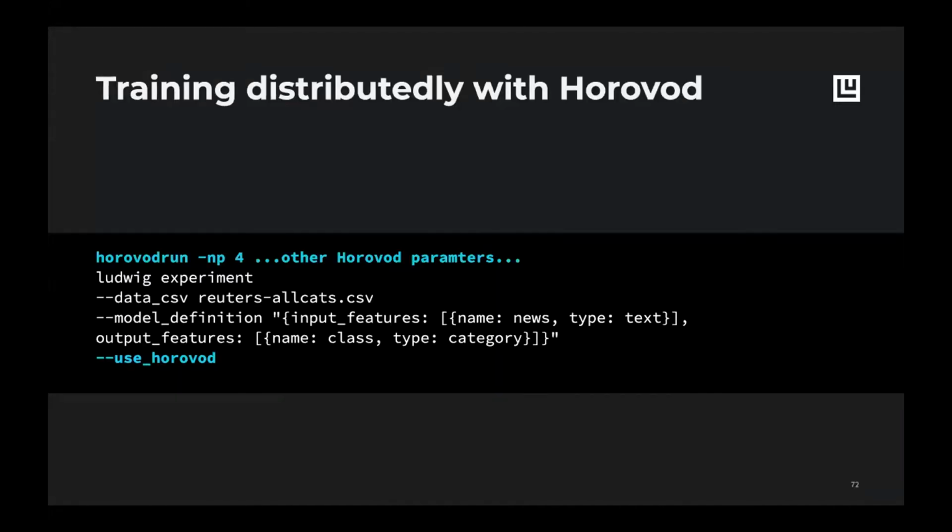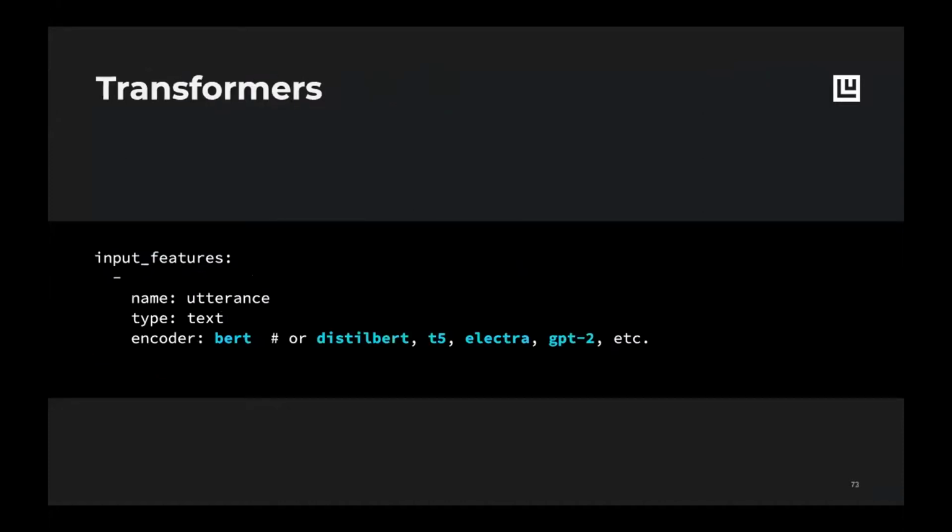Other features that we added is integration with Horovod, so you can run your training in parallel in a cluster, and all you have to do is horovodrun, the number of workers, and this use Horovod parameter. We also added the Hugging Face transformers. So now you can train a Ludwig model by just specifying BERT, DistilBERT, T5, Electra, GPT-2, all the encoders that are provided by Hugging Face transformers. Now you can directly use them out of the box in Ludwig. So basically you can train a BERT classifier without writing a single line of code.